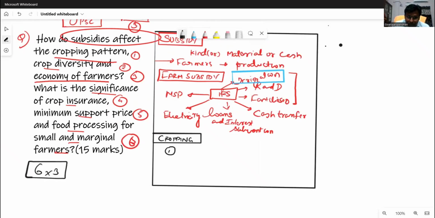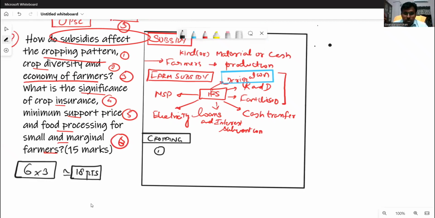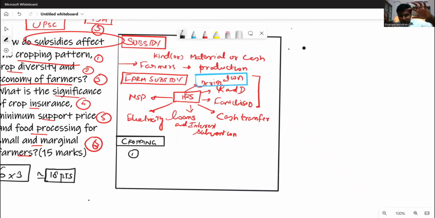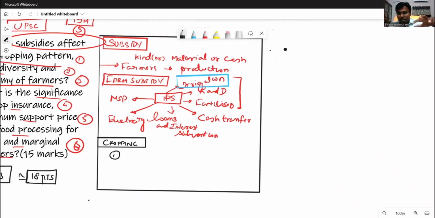That is 18 points. Look at how UPSC is thinking. UPSC is asking you to be very open. But we have to be careful: the 18 points must be different points, not the same ones. That is the whole headache inside the hall, you will repeat the points again and again. So we have to be very cautious and stingy with our points.